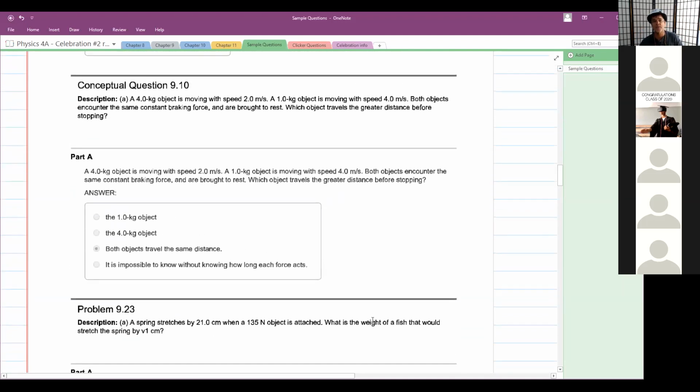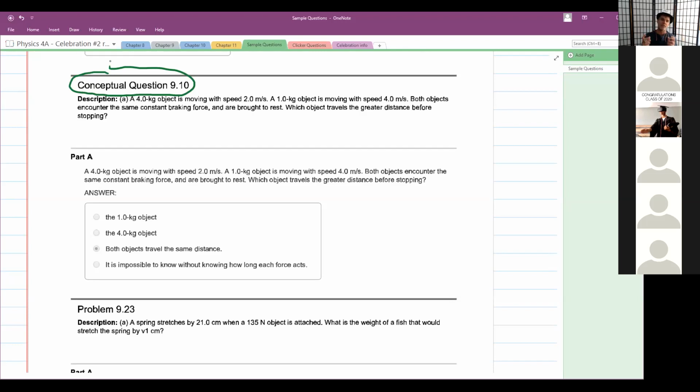In terms of some conceptual questions, some of the conceptual questions will have a little bit of algebra problem solving in them. So let's look at conceptual question 910. A 4 kilogram object is moving with a speed of 2 meters per second. A 1 kilogram object is moving at a speed of 4 meters per second. Both objects encounter the same braking force and are brought to rest. Which object travels the greatest distance before stopping?